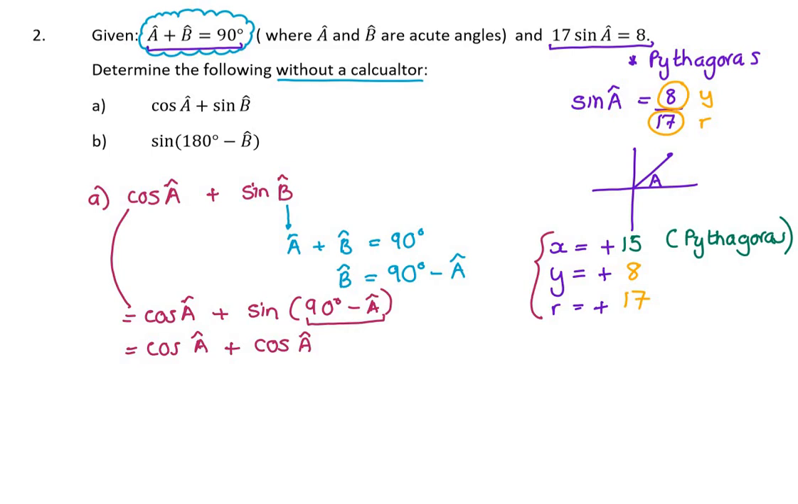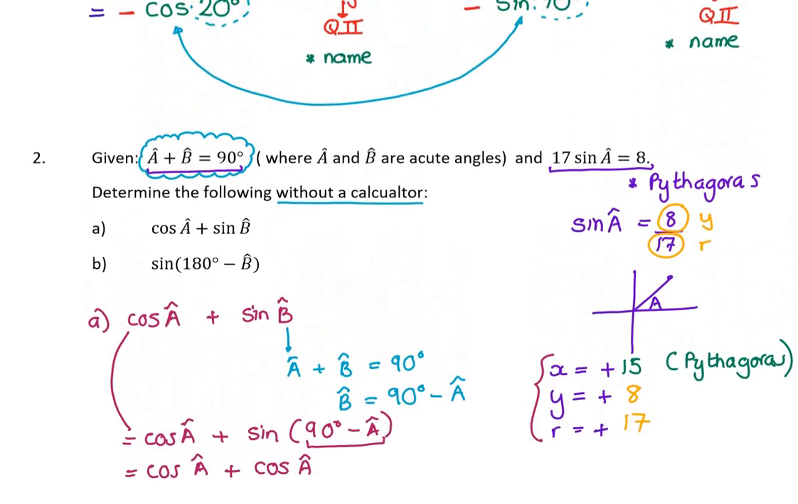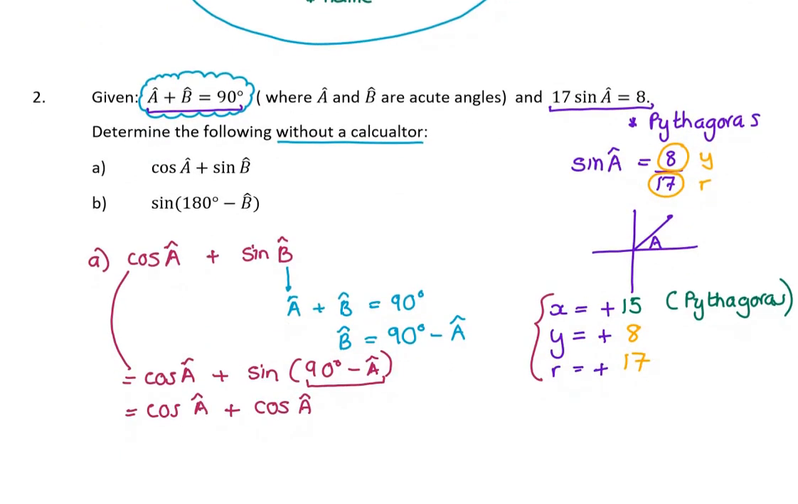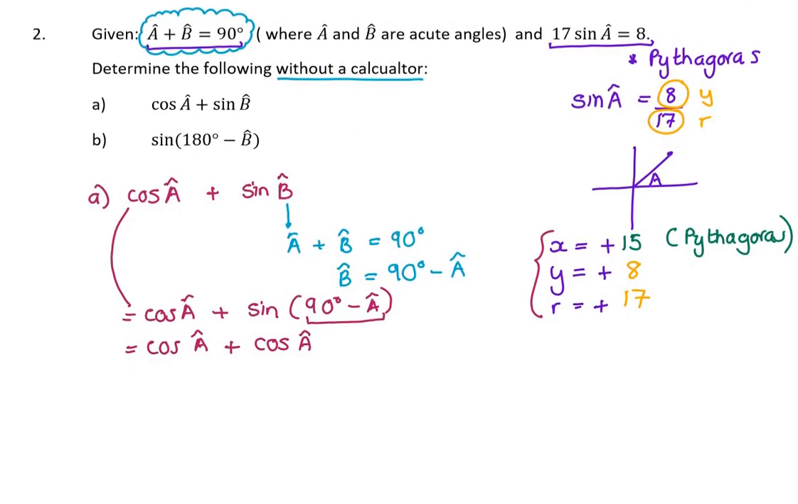Now we should start to notice that because A and B add to 90, we've started to learn this co-ratio. If I scroll up to this question here, we know that sine of 70 is the same as cos 20 because those angles add to 90. And this is the same idea. I now know that sine B is the same as cos A because A and B add to 90. So that's the whole idea of my co-ratios.